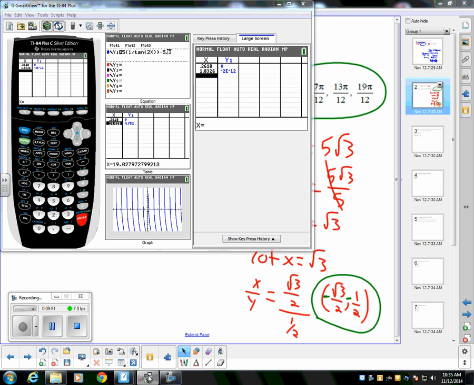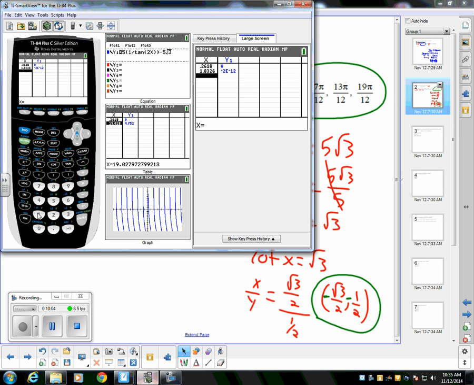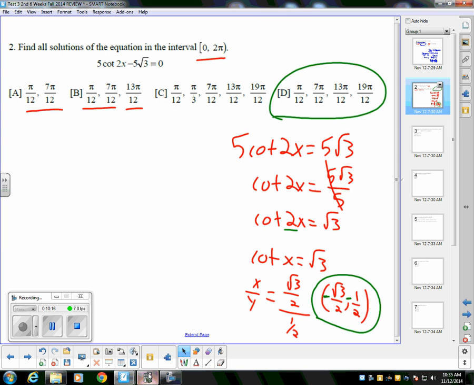But if we go and we circle A as the correct answer, that's not the best one, because answer choice B contains the same 2 as these plus 13 pi over 12. So we want to go and check 13 pi over 12. 13 pi divided by 12. Right, again, 2e to the negative 12. That number is extremely close to 0, so we'll count that as being good. So now that means then that B is a better choice than A.